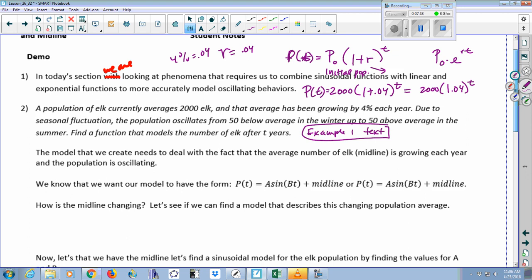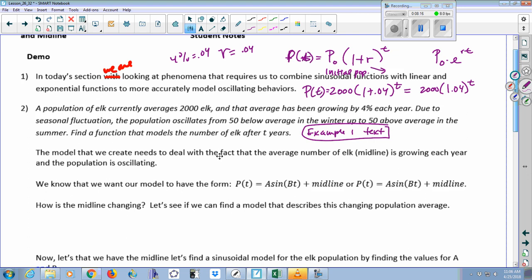So when time T equals 0, we put a 0 in here. Anything except for 0 to the 0 power is 1. There's our initial population, 2,000, right? So that's our midline. After 1 year, our midline is going up. It's moving to be 2,000 times 1.04, right? So it's going to be what, 2,080? And then the next year, it's 1.04 again times 2,080. So this midline is shifting on us, right? We have a shifting midline.